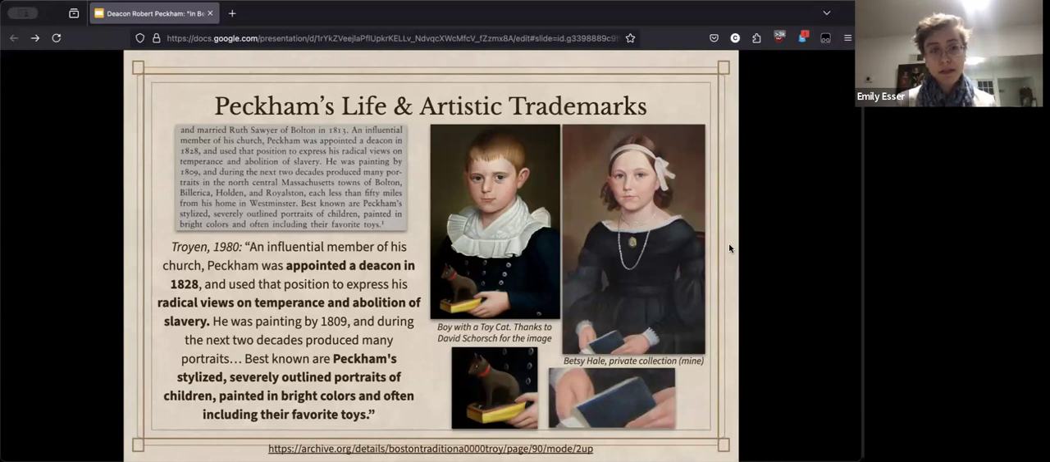Peckham cared very deeply for children and the well-being of children, and for the entire community around him. He was very focused on that. He was very benevolent as a person, as well as being a talented painter who could really capture these very distinctive likenesses, both young and old and everything in between.